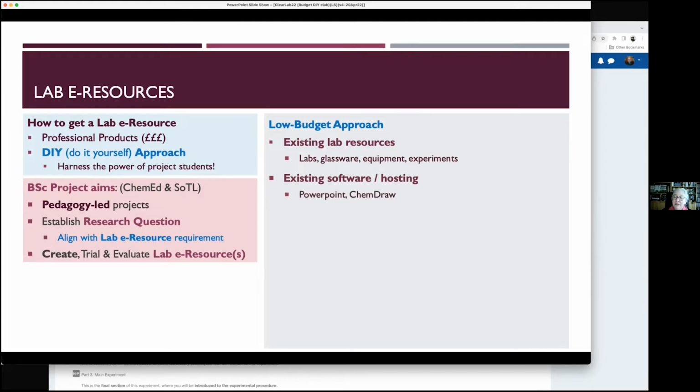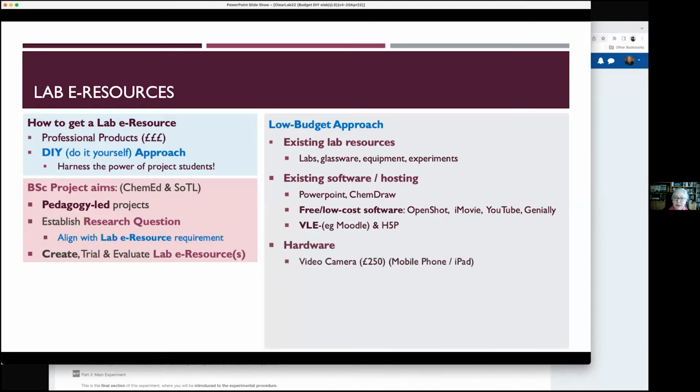So most of us have access to PowerPoint or ChemDraw or there's a lot of free or low-cost software out there. It might be bundled in with your operating systems like iMovie. There's YouTube, OpenShot, Genially, will explore this. And if you have your virtual learning environment, we use Moodle, you might be using something else. That's a great place to host material, and it also has a lot of embedded resources, H5P resources that you can access and use.